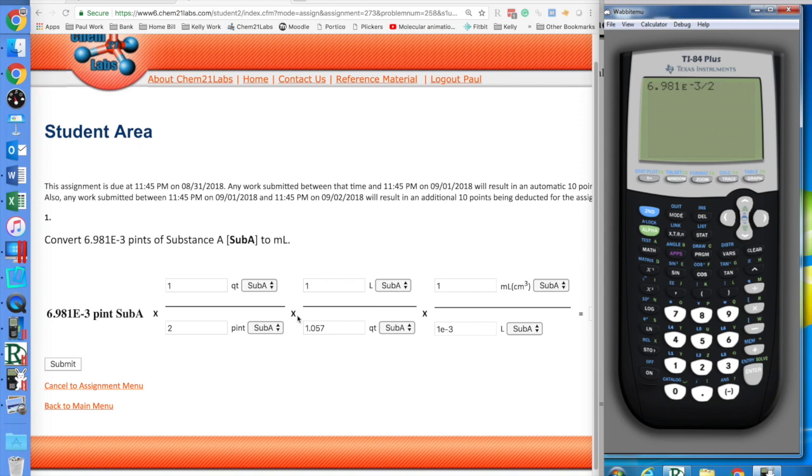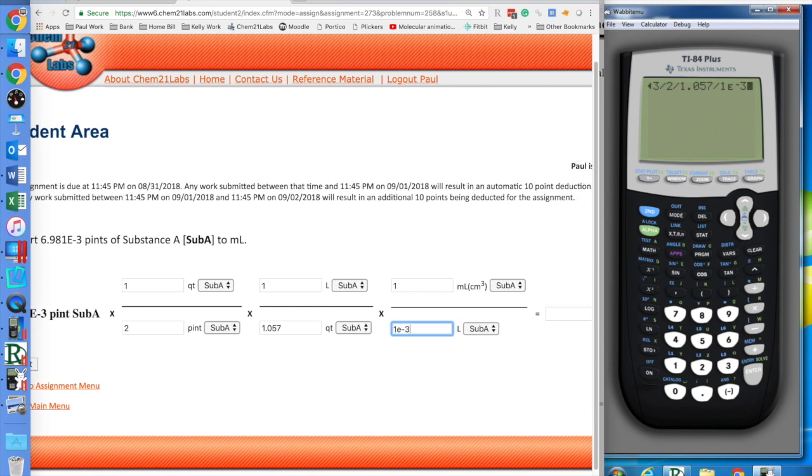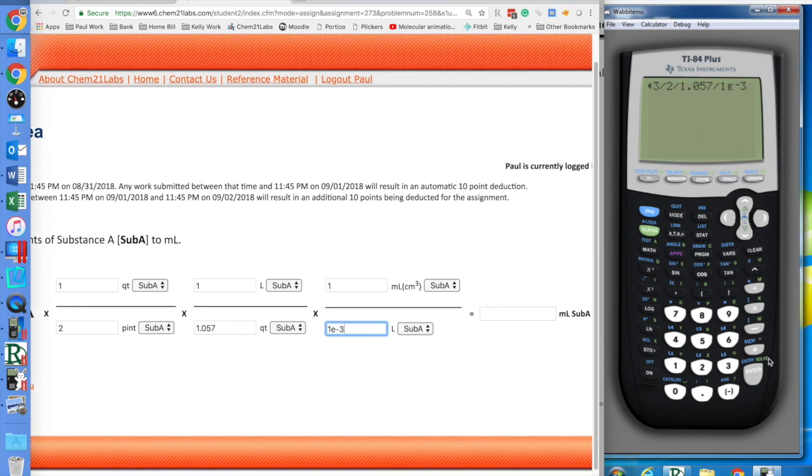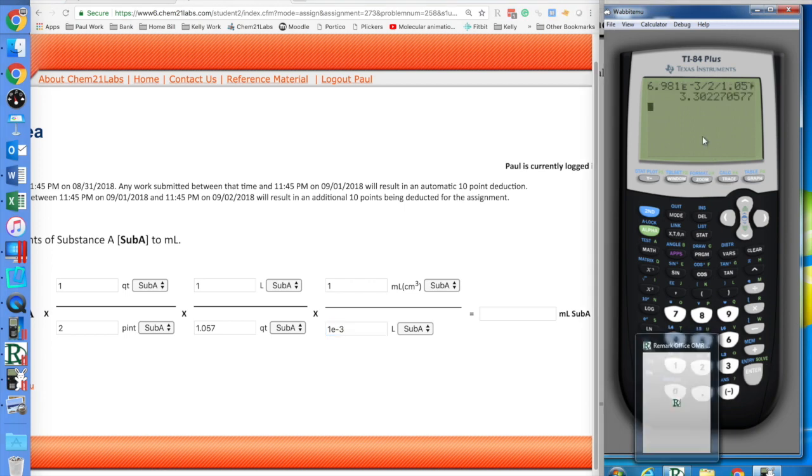For this step, I would multiply by 1, divide by 1.057. In this next multiplication, I could multiply by 1. I'm not going to enter that into the calculator, and divide by 1 e to the minus 3. At this moment in time, I have placed the entire calculation into the calculator, and you want to do that when using CHEM21. You're going to hit enter, and you come up with a value.